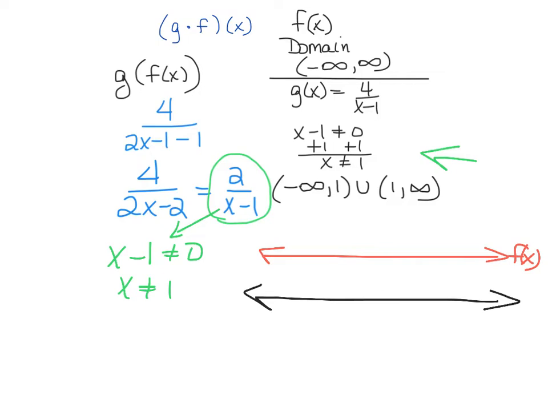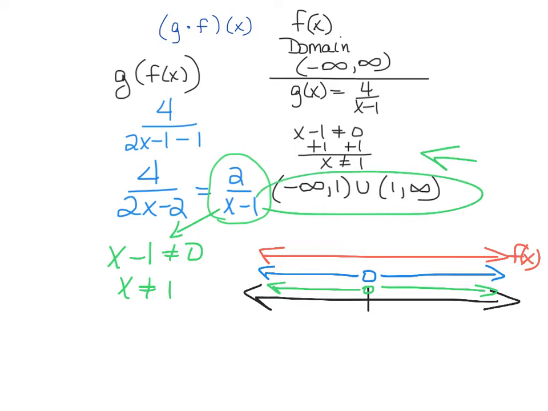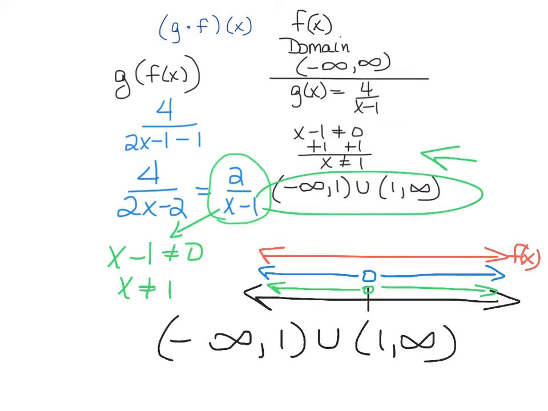My g of x function is going to be everything except 1. So everything here, and then the same thing for my composite function. It's going to be everything. So the intersection of all three is really just the g of x domain. So negative infinity to 1, union with 1 to infinity. So this will be the domain of the composite function.